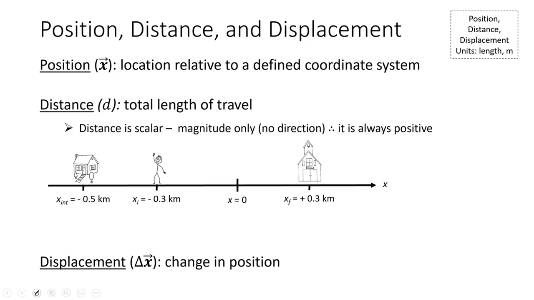It should just be the plus value. Okay. So distance, it's always positive. So let's look at an example here.